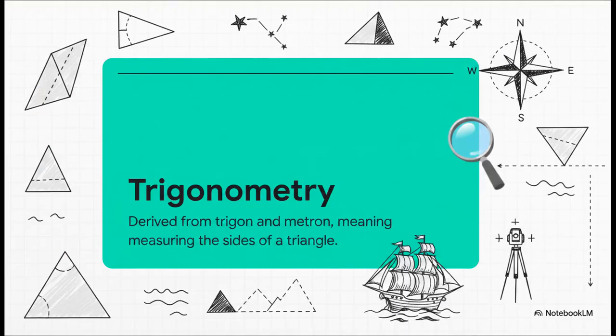So, why was this even invented? Well, the word itself actually gives us our first big clue. Trigonometry comes straight from the Greek words trigon and metron, which literally translates to measuring the sides of a triangle. Back in the day, this wasn't abstract at all. It was intensely practical. You had sea captains studying it to navigate the open ocean, and surveyors using it to map out vast new lands. How? By solving geometric problems involving, you guessed it, triangles.